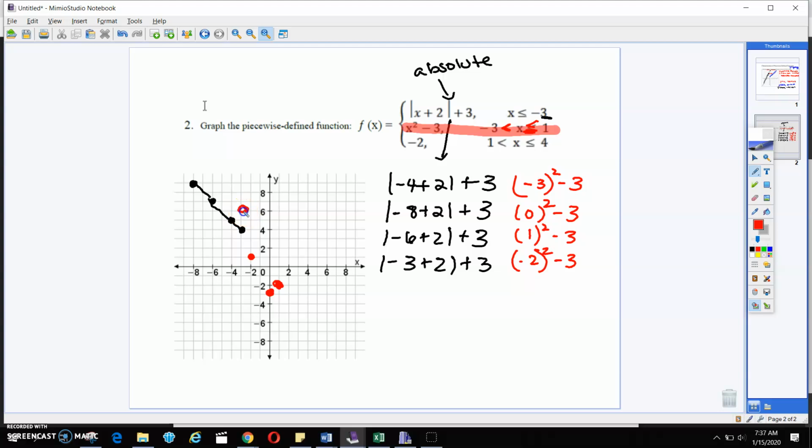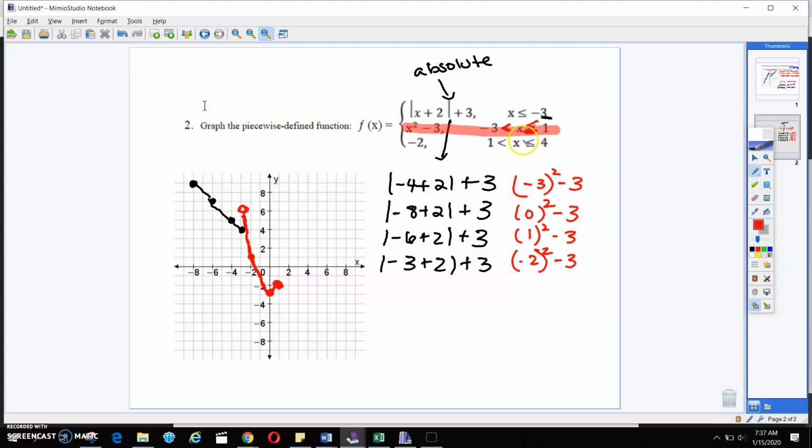Okay, so now we're going to connect those points. So it's going to look like this. Okay, and when you plot this, you want to make sure that you have this open circle on the left-hand side and that closed circle on the right-hand side. And we got that from our interval right here.